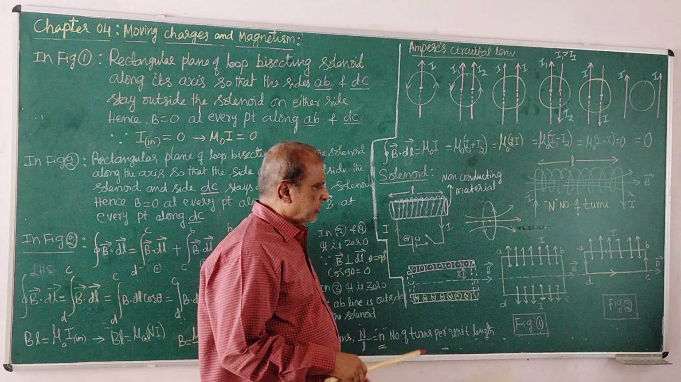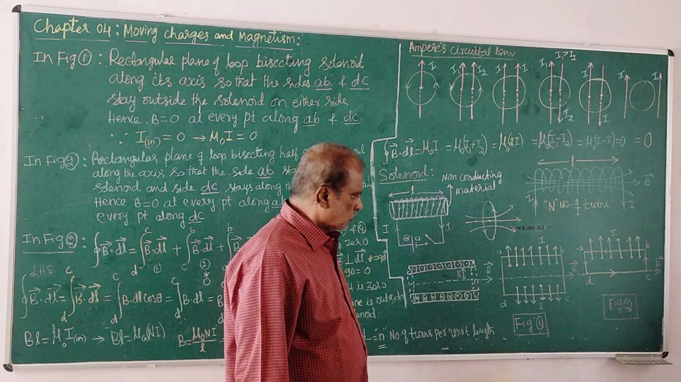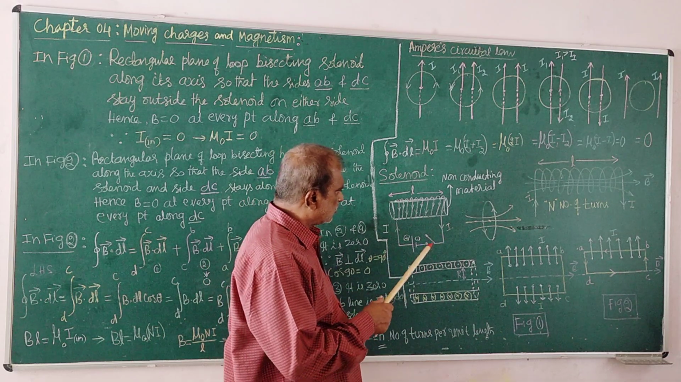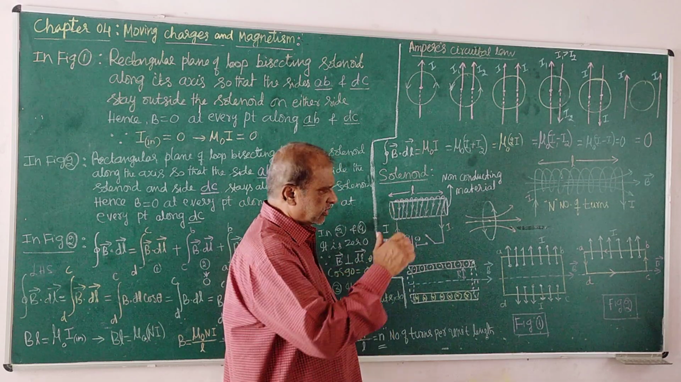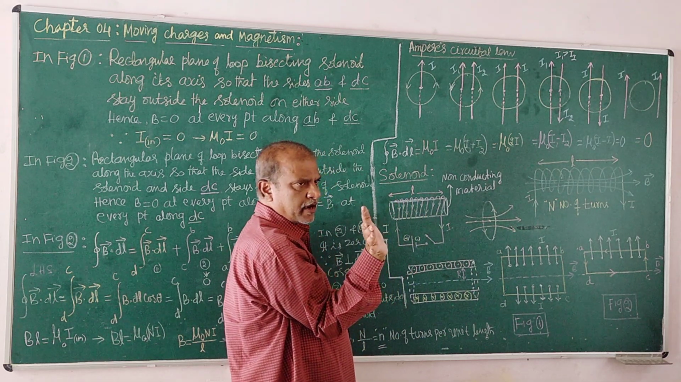For this, we require these diagrams. This is a diagram to understand. Look at that. The direction of the current in each loop, we find using the right hand palm rule.